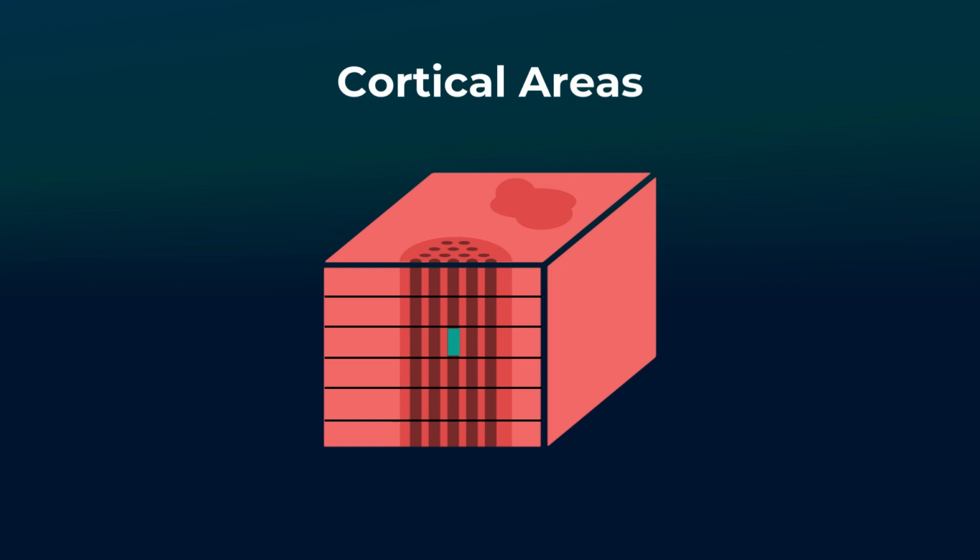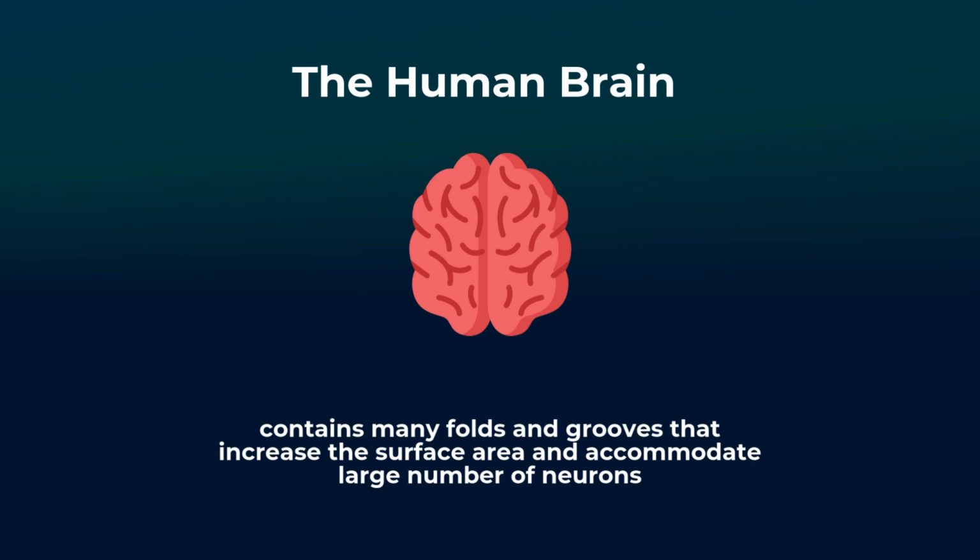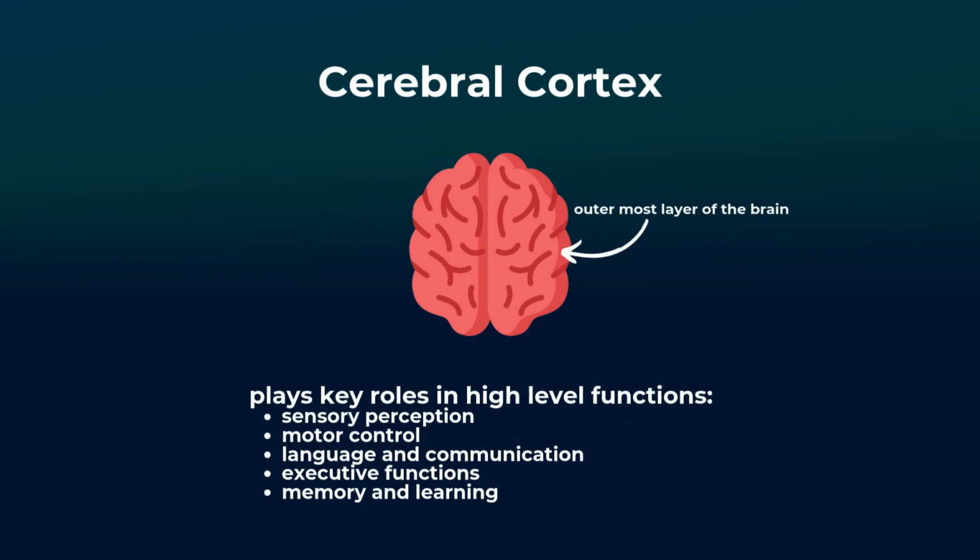In this tutorial, we're going to describe the general structure of the brain in various levels. The human brain contains many folds and grooves, which increase the surface area and accommodate more neurons to fit inside the skull, enabling higher functions. The cerebral cortex is the outermost layer of the brain, and it plays key roles in high-level functions such as sensory perception, motor control, language and communication, executive functions, and memory and learning.